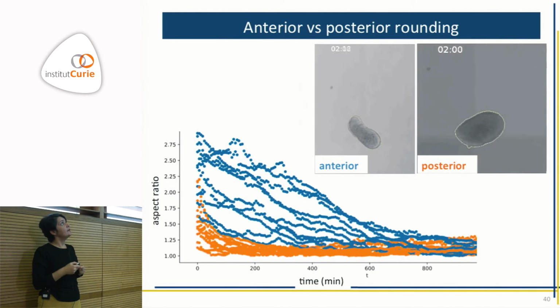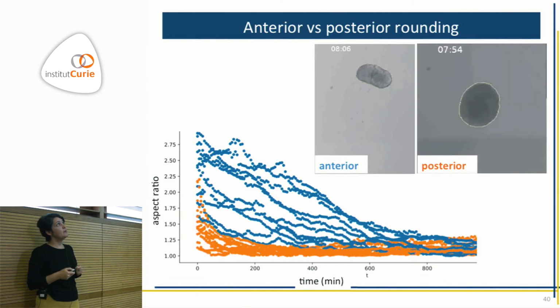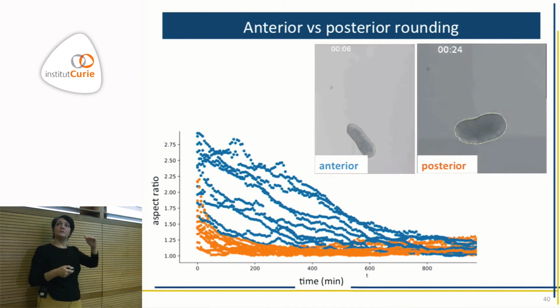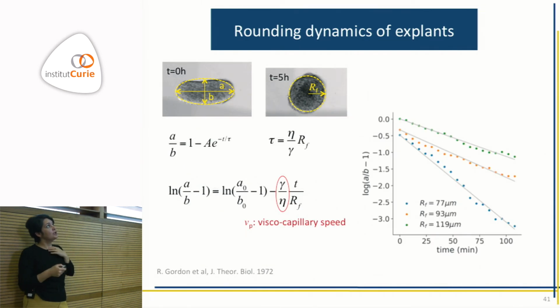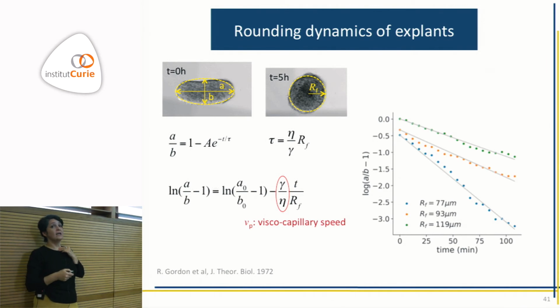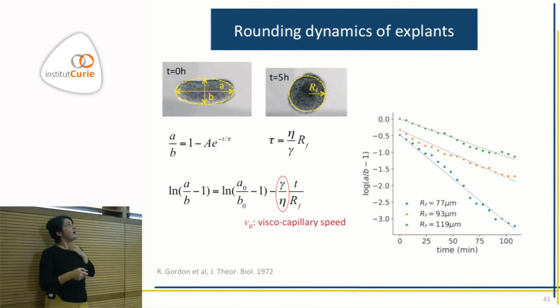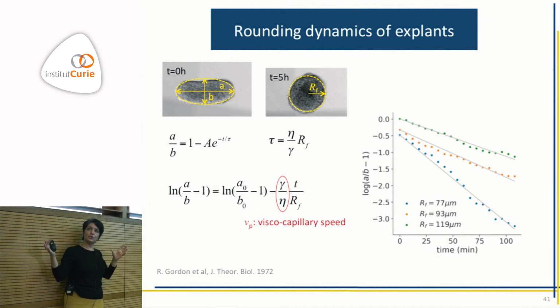Okay, another experiment is the rounding experiment. In the same way, we take our elongated tissue and look at how the tissue aspect ratio changes over time, and you see a big difference between the anterior explants and the posterior explants. Again, we use an analysis. We did the experiment with different radii, because this is the equation that explains the dynamics of the rounding, and you see that it depends on the final radius of your explant. The larger the tissue that you take, the longer it takes to round up.